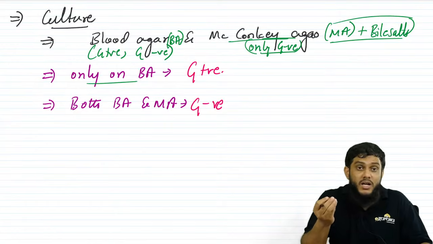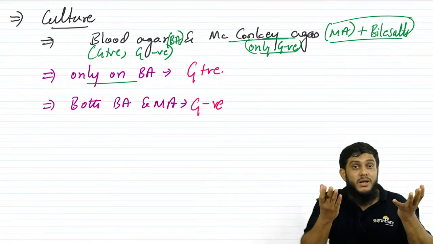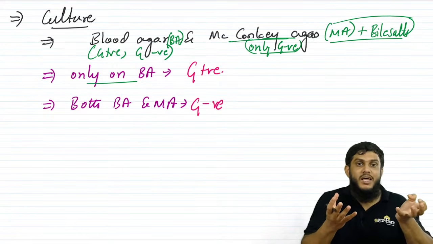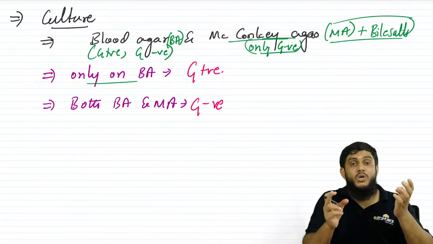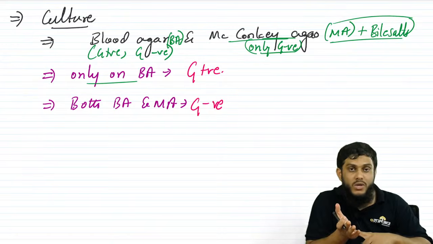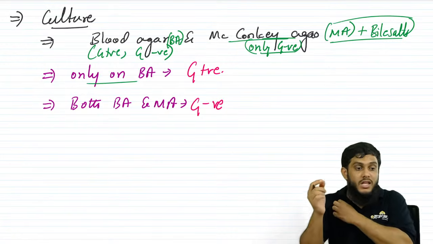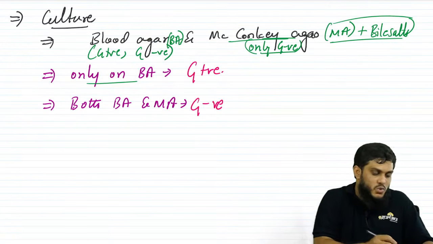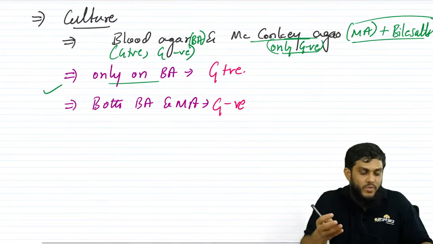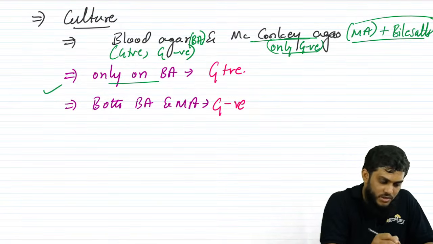So if you see the growth on blood agar alone, you cannot say whether it is gram positive or gram negative. But when we see both the blood agar and MacConkey together, then we can guess. If the organism is growing on both agars, then we can say the organism is gram negative. But if the organism is growing only on blood agar, not on MacConkey, then we can say the organism is gram positive. So this is the first important clue by which we can say whether the organism is gram positive or gram negative, based on culture.